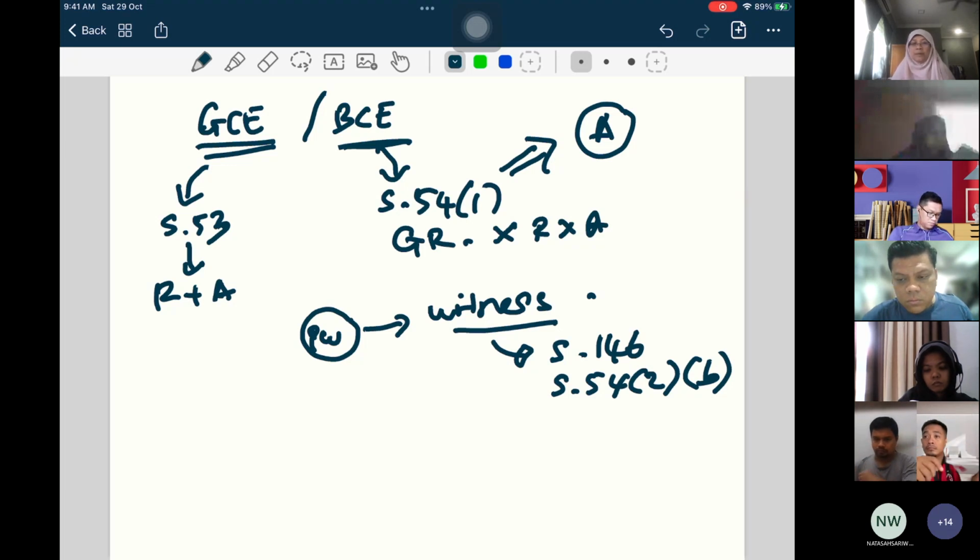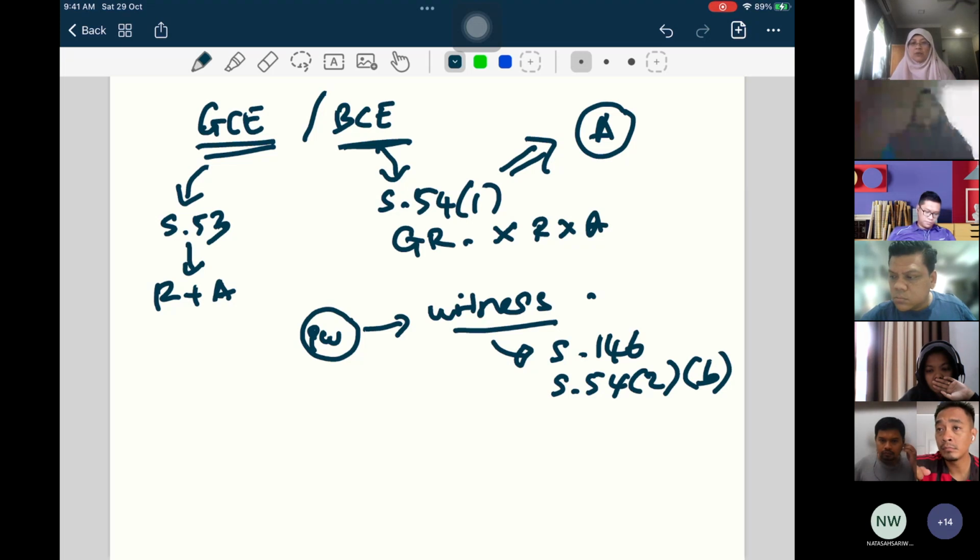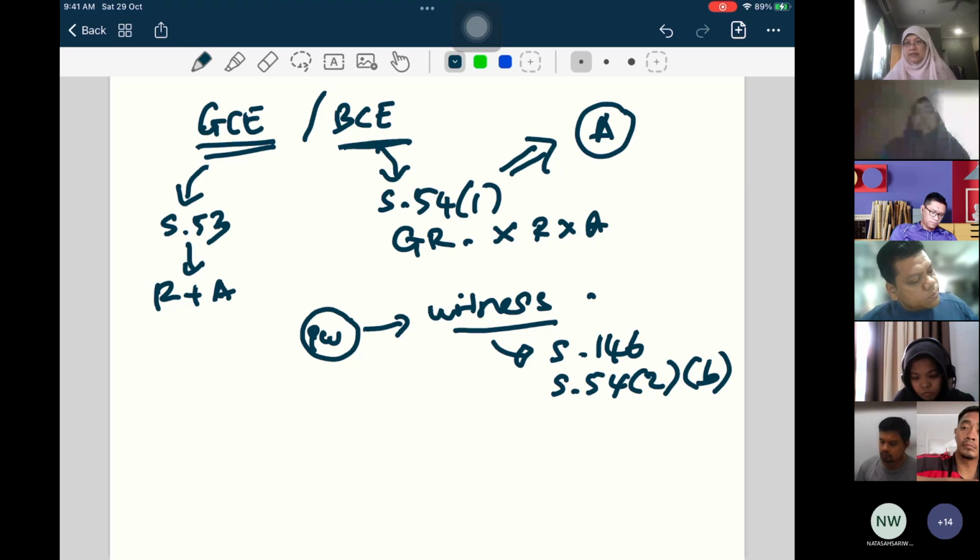Okey, dalam section 146, you boleh tanya banyak soalan dalam cross examination. So apa yang berlaku? Saksi tu kena cross examine oleh lawyer Zahid Hamidi yang mengatakan bahawa dia seorang yang degil ke apa ke tak ikut peraturan semua. So boleh ke tidak kita akan tengok dalam section 146 dan apakah impact dia kita akan tengok dalam section 54 sub 2 sub B. Get that? Alright. So get the picture.